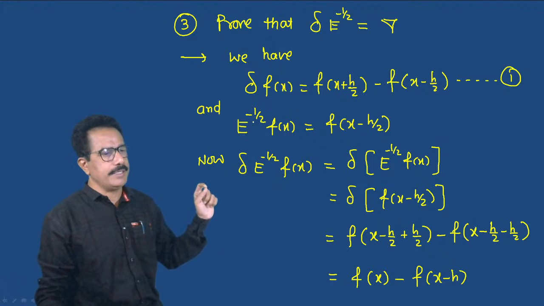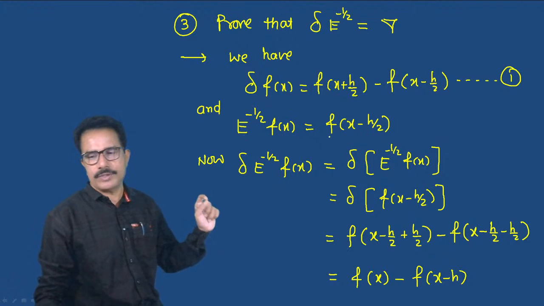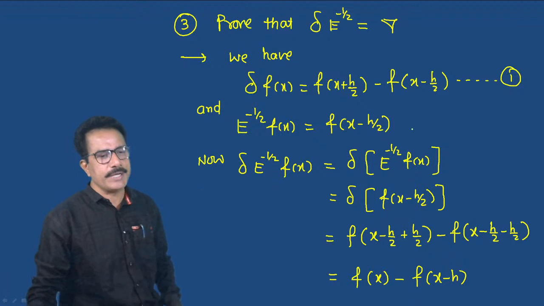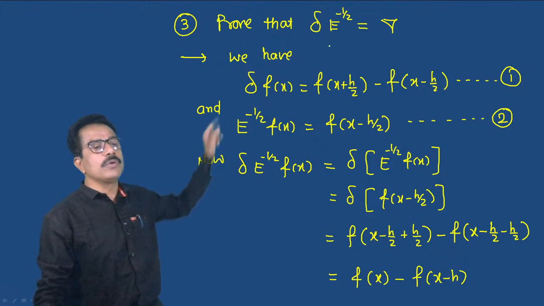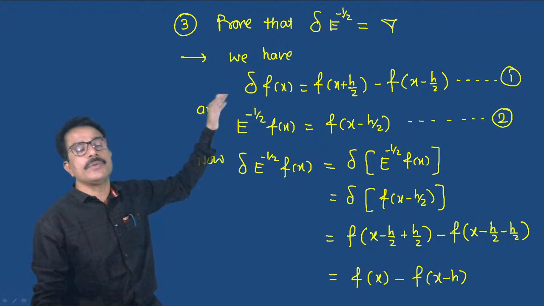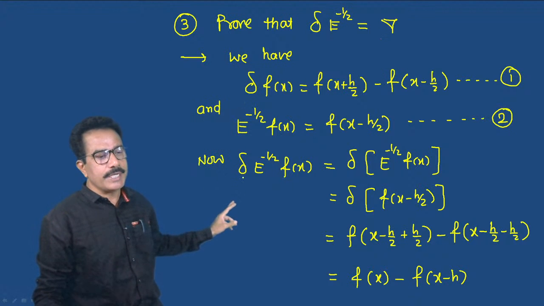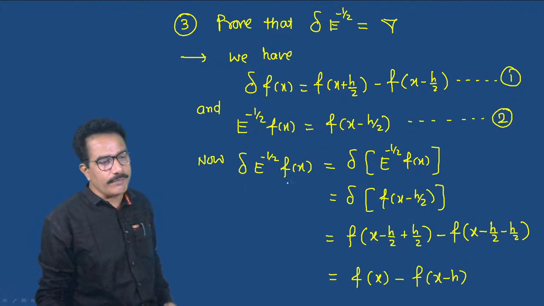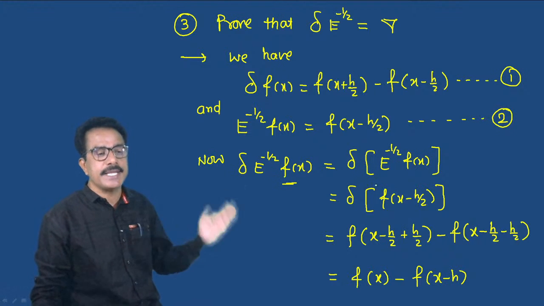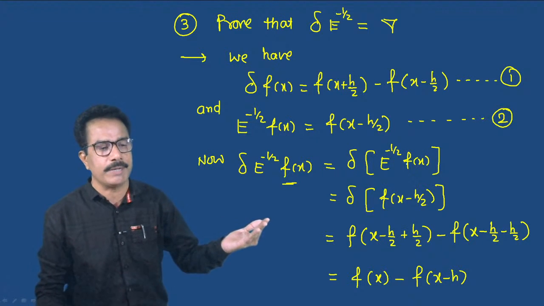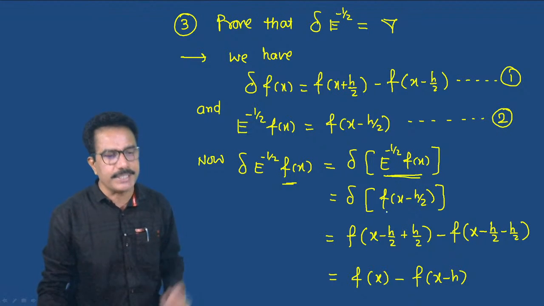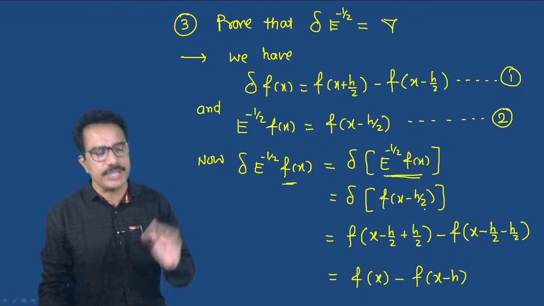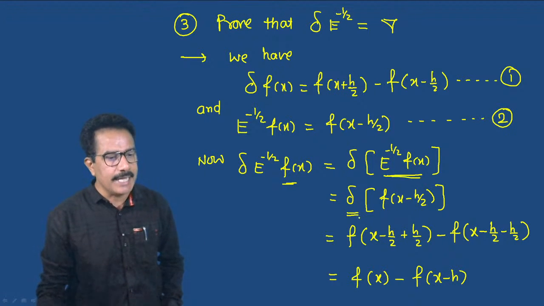E raised to minus 1 by 2 f of x is equal to f of x minus h by 2. Suppose this is equation second. Now we have to prove delta e raised to minus 1 by 2 is equal to del. So delta e raised to minus 1 by 2 f of x can be written as delta in a bracket e raised to minus 1 by 2 f of x. Now e raised to minus 1 by 2 f of x can be written as f of x minus h by 2. Now operate this delta.